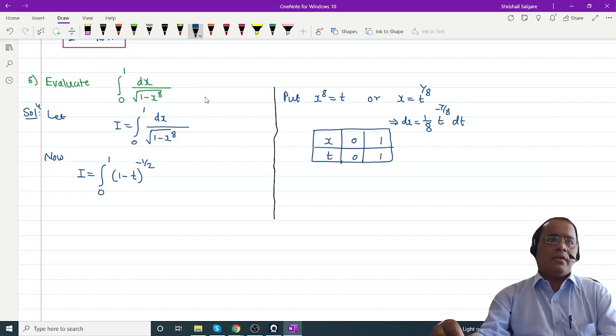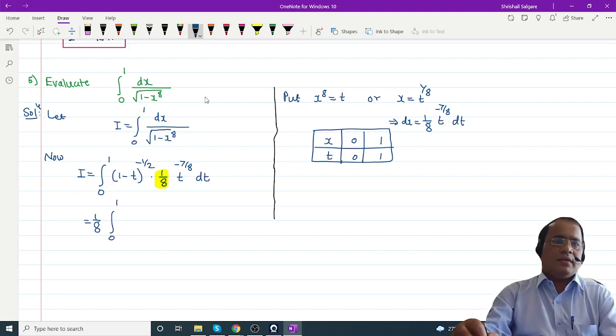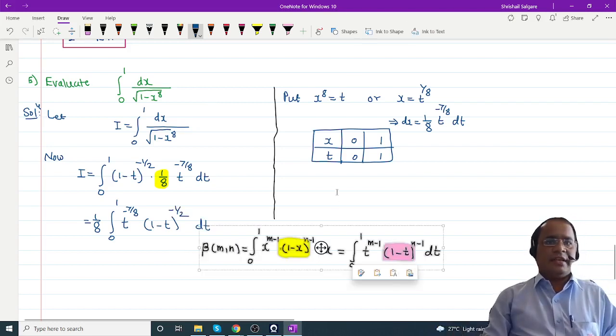Okay. Now multiplied by the value of dx, which is 1 by 8 into t raised to minus 7 by 8 dt. Now from this I will take constant term outside the integral, that is 1 by 8. So 1 by 8 I will take outside, limits 0 to 1. As per the beta requirement, I will write first t terms, that is minus 7 by 8, 1 minus t raised to minus 1 half dt. Now again, this is a definition for your reference. This is a definition.